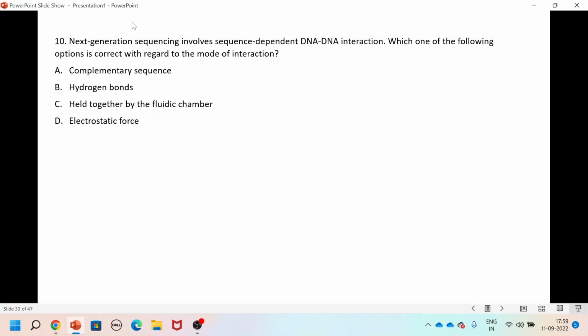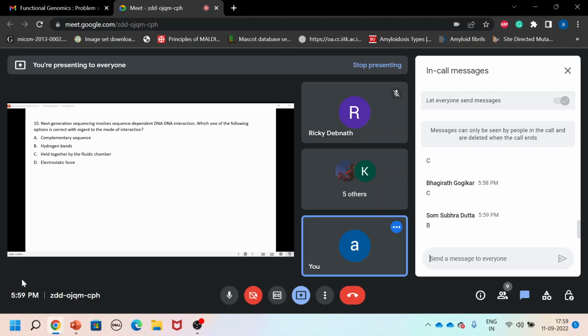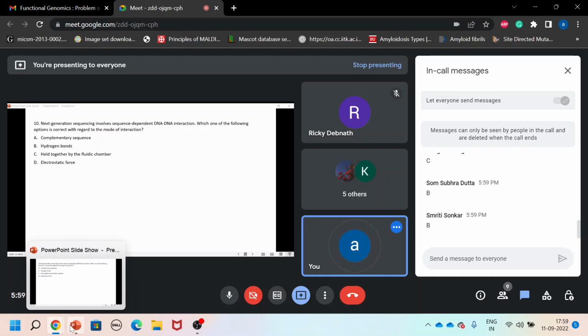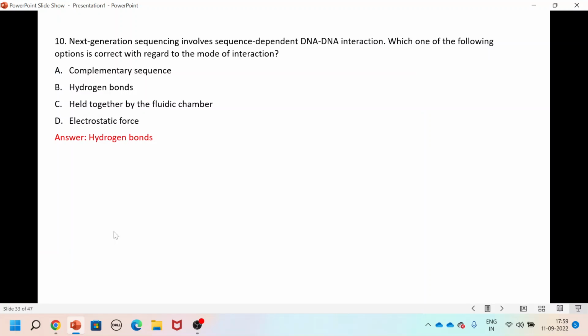The next question is, next generation sequencing involves sequence dependent DNA-DNA interaction. Which one of the following options is correct with regard to the mode of interaction? So is it the complementary sequence? Is it the hydrogen bonds held, or they are held together by the fluidic chamber, or there is some electrostatic force of attraction? Okay. So yes, it is the hydrogen bonds which are involved. So these hydrogen bond interactions are involved in this sequence dependent DNA-DNA interactions.